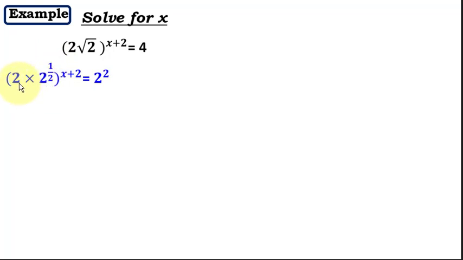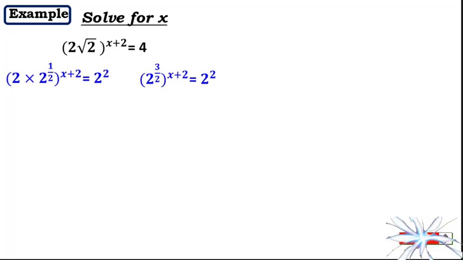We can apply here the multiplication rule. Just add the two exponents. The exponent here is 1. 1 plus 1/2 equals what? Equals 1 and 1/2 equals 3 over 2. We can write it as 2 raised to the power 3 over 2, all raised to the power x plus 2 equals 2 squared. We write 4 as 2 squared, the exponential form of 2.